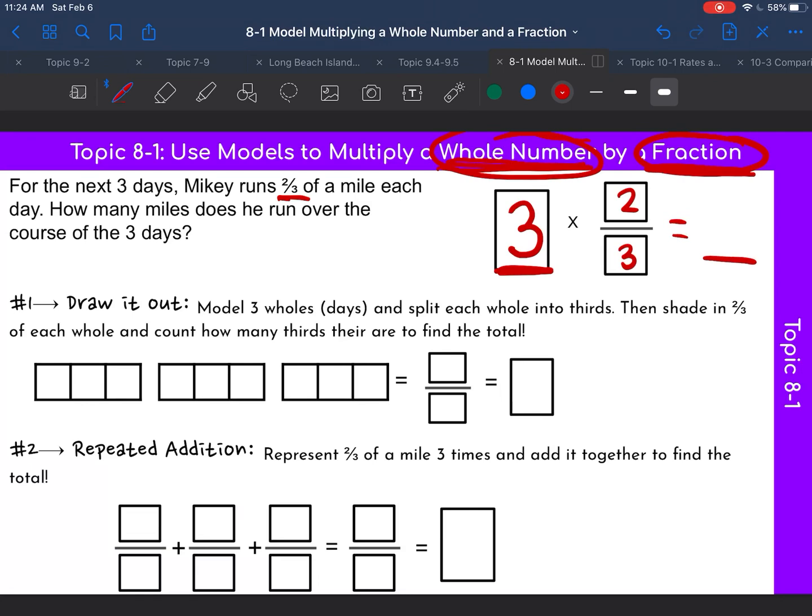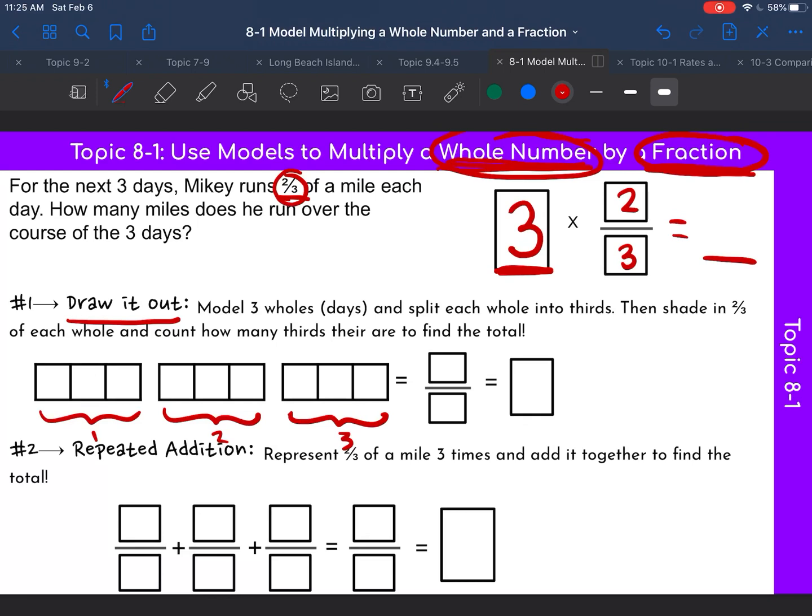So the first way we can model multiplying a whole number by a fraction is to draw it out. You're going to model 3 wholes, which are the 3 days, and split each whole into thirds. Now, I already did that for you. So that's 1 whole, 2 wholes, and 3 wholes. Those are the 3 days, and each day is split into thirds because he runs 2/3 of a mile each day. Then you shade in 2/3 of each whole and count how many thirds there are in total.